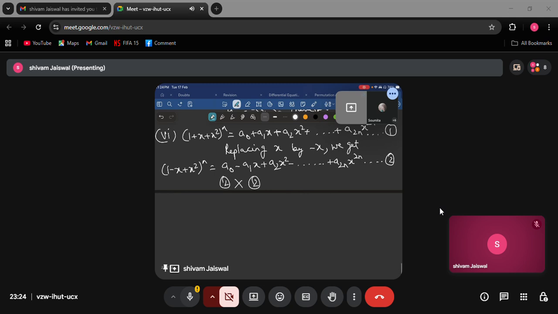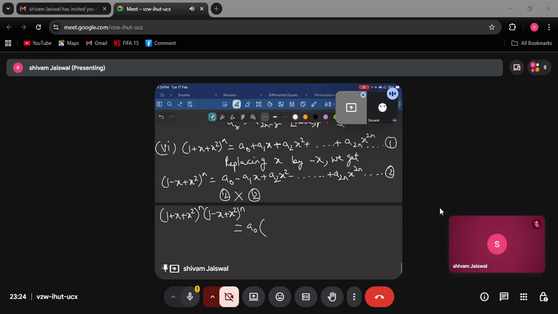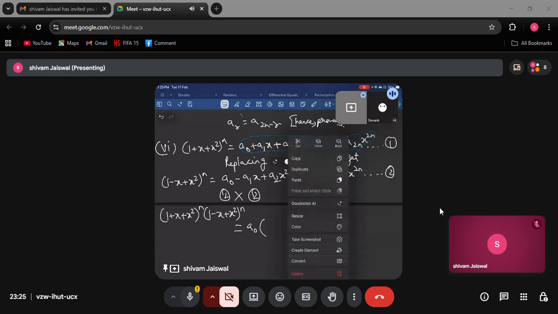We are going to get (1 plus x plus x square) whole to the power n multiplied by (1 minus x plus x square) whole to the power n. So somebody multiply and tell me what will you get? I'm asking you to multiply these two expressions. It's a class 7 problem. You people have done it in class 7. Multiplication of two algebraic expressions.